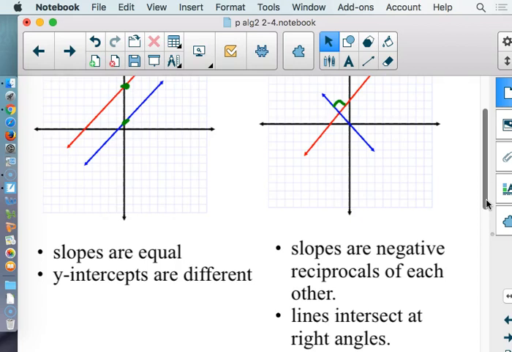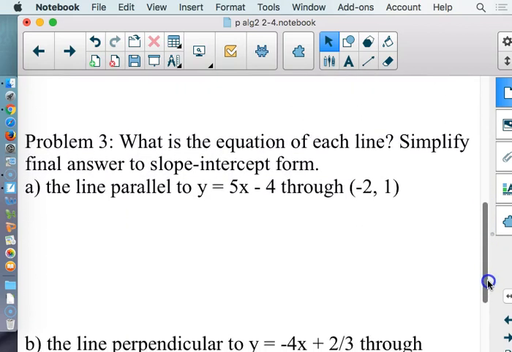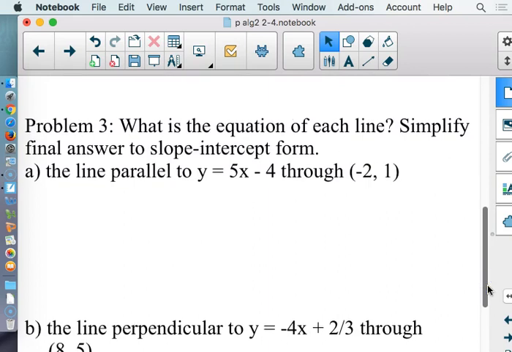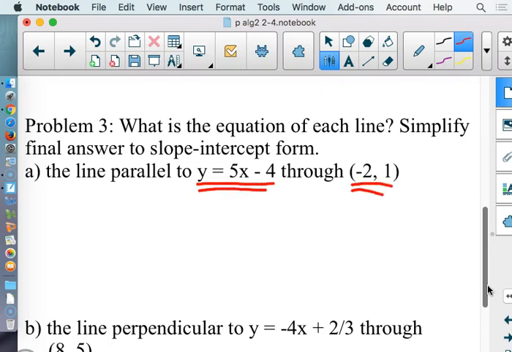So what do we do? Well, we read this very carefully and figure out what on earth they want us to do. It says, what's the equation of each line, and simplify your final answer to slope-intercept form. We need a line parallel to this one through this point. I can't do that. I don't know the slope. Do you know the slope? It is y equals mx plus b. The slope of this line is 5. All we have to do is look. It's right there. And the point we're supposed to use is negative 2, 1.